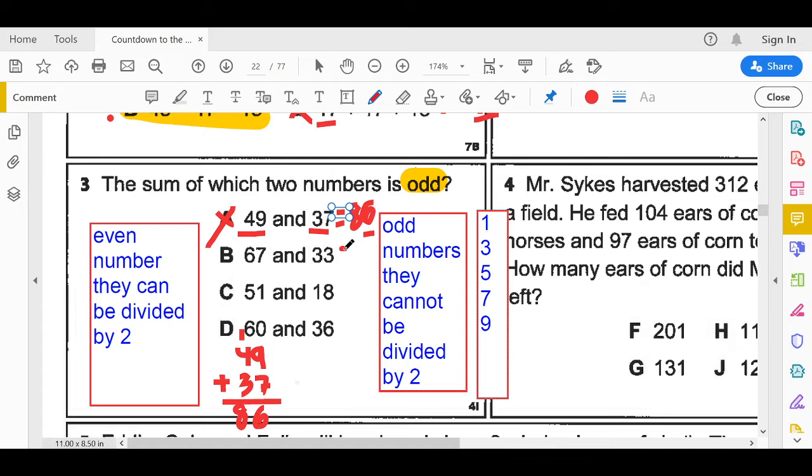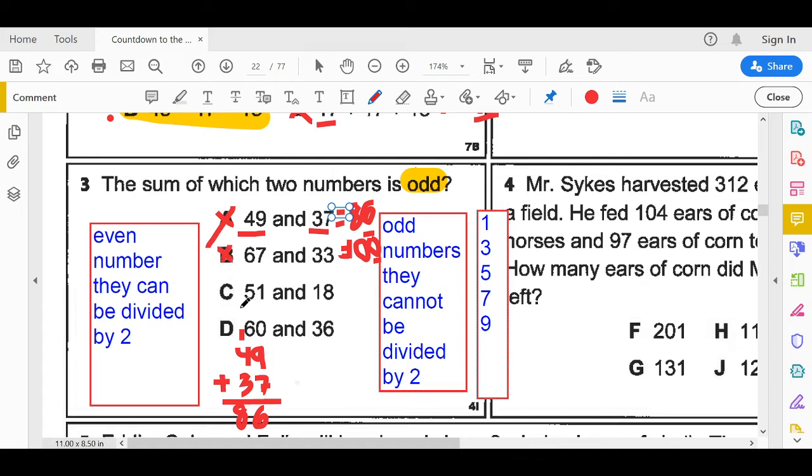67 and 33. Make sure you add those two numbers on the space on your paper. And when you have the answer, 67 and 33, that is 100. My last digit here is a 0. Okay, so it is not 1, 3, 5, 7, or 9. So it is not an odd number.